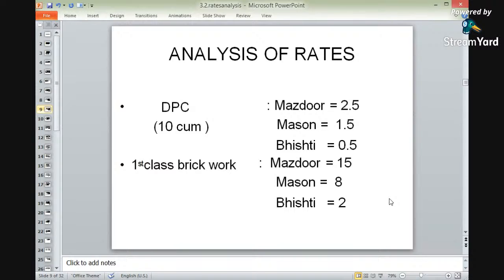Again, how much labor will be required? Here mazdoor required in this case is 2.5. Mason required for 10 cubic meters of laying of DPC, that is damp proof course, is 1.5. BST is again 0.5, that is the helper. First class brickwork, we require mazdoor as 15, mason as 8, and BST as 2.